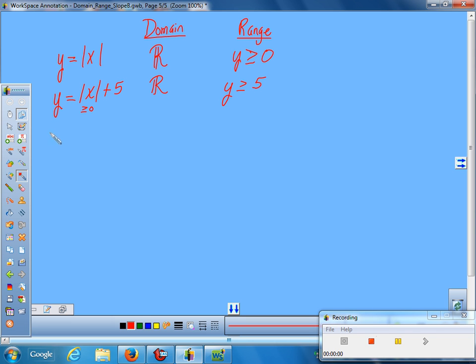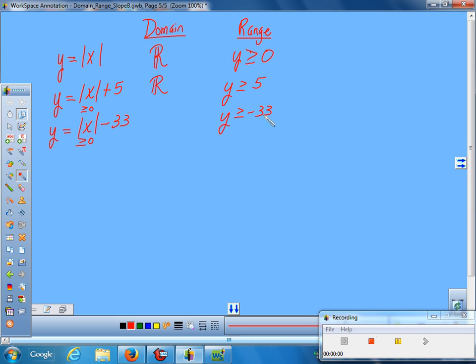Okay? So, with that same thought in mind, what if I give you absolute value of x minus 33? Yeah, because this part's always going to be 0 or up, but then I'm subtracting 33 from it. So, yes, my y is going to be greater than or equal to negative 33.